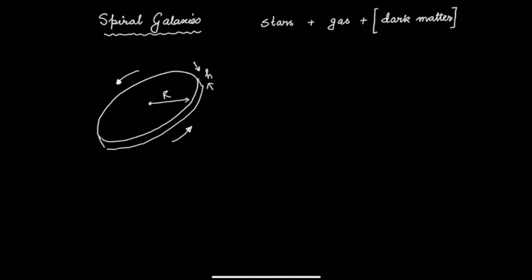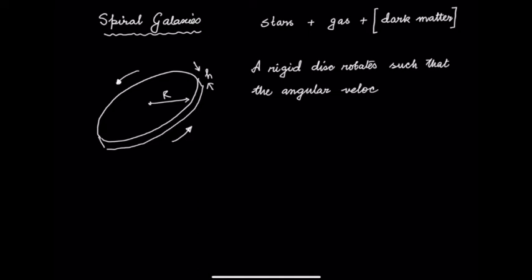Now, when I think of a disk, a real disk is a rigid body. So a rigid disk rotates. This you must have studied in your classical mechanics course, says that the angular velocity, we call it capital omega here, is the same everywhere in the disk.